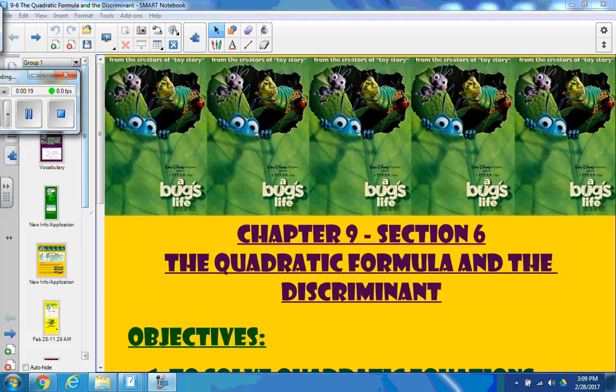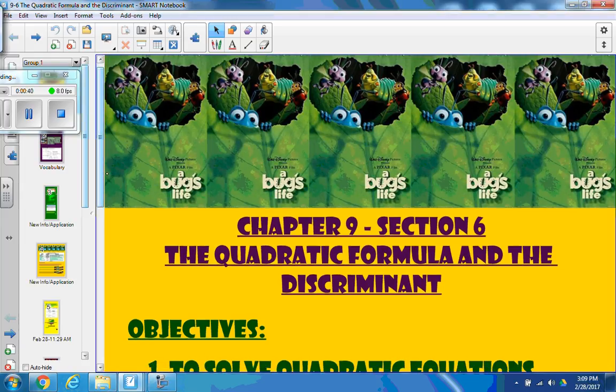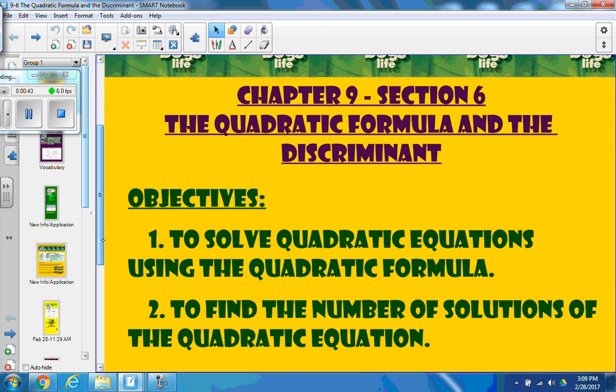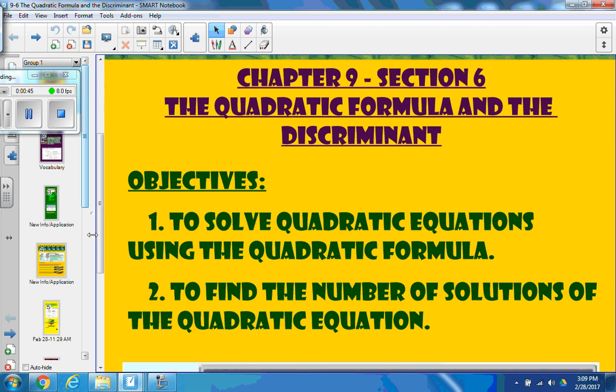So far we've learned a lot about quadratics and different ways to solve quadratic functions. We've learned the graphing method, square roots method, factoring method, completing the square, and now we're going to learn the quadratic formula. The quadratic formula is something that will always work to solve a quadratic. It may not always be the easiest, but it will always work.